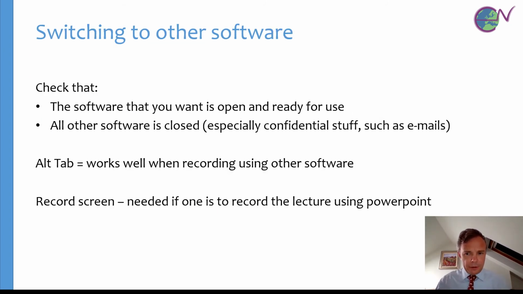Okay, another thing you might wish to do if you're doing econometrics is to look at some econometrics software. So you might want to switch to some other software. Just be aware, check the software you want is open and ready for use, and check that other software that you don't want is closed, especially if it's got confidential email. And then you can use Alt-Tab to jump to other screens.